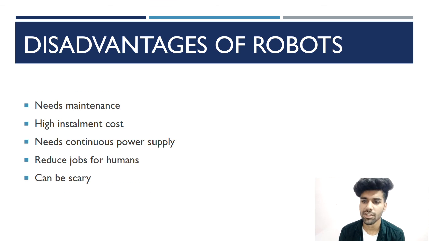There are some disadvantages of robots too. The first one is that they need maintenance. Robots can't work continuously without a maintenance break. Their installment costs are pretty high. They need a continuous power supply. And last but not least, they reduce jobs for humans.